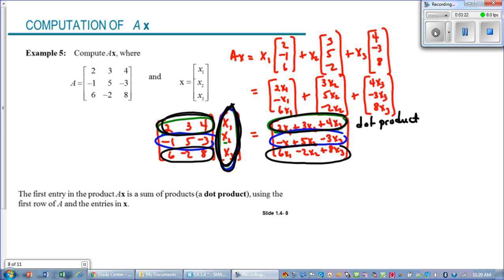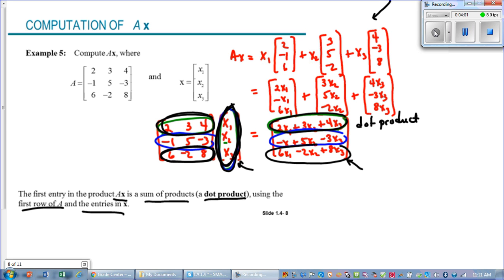So the first entry in the product Ax is the sum of the products, called the dot product, of the first row of A and the entries of x. And then the second row would be the dot product of row 2 of A with the entries in x. And row 3 in the product is the dot product of the third row with the entries of x. So that's how we're going to look at multiplication. It's a little faster than what we did previously up here, where we're having to take the linear combination of the columns.